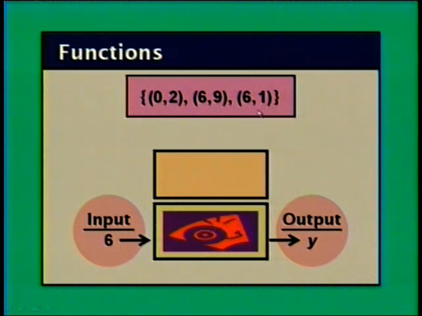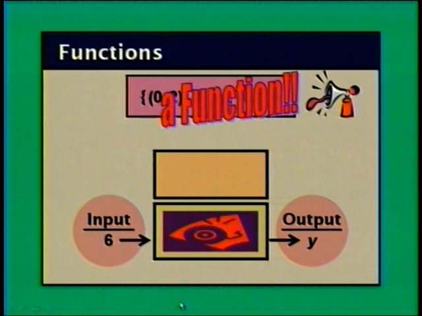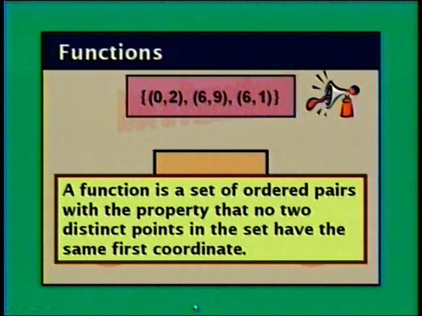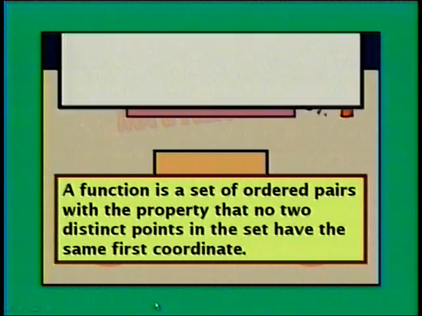Well, here's the fundamental problem. This set is not a function, because a function is a set of ordered pairs with the property that no two distinct points in the set have the same first coordinate. Here's 2 points that have the same first coordinate, so this set of ordered pairs is not a function. Function notation makes no sense when you're working with a set of points that's not a function.